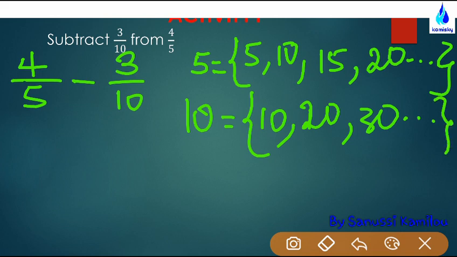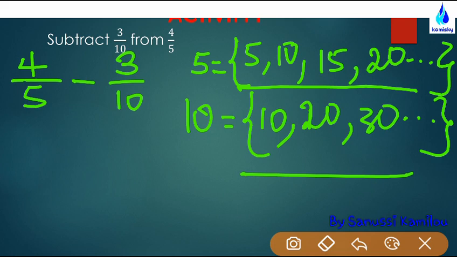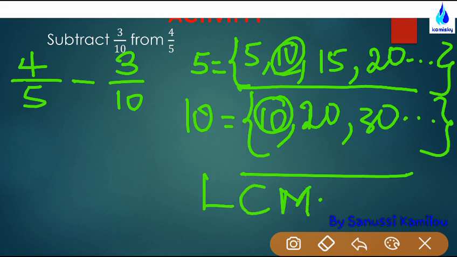So we can end it there because we have found some numbers at the top here, and the same number can be found at the bottom here. Have you seen it? Very good. So we can see that 10 is here and 10 is here, and they are the first ones that we met. Then we call them LCM. So our LCM here will be 10.